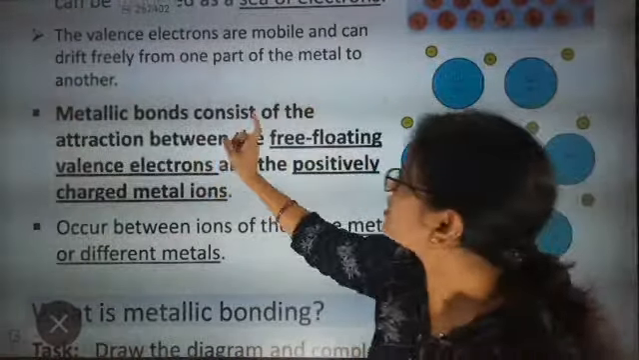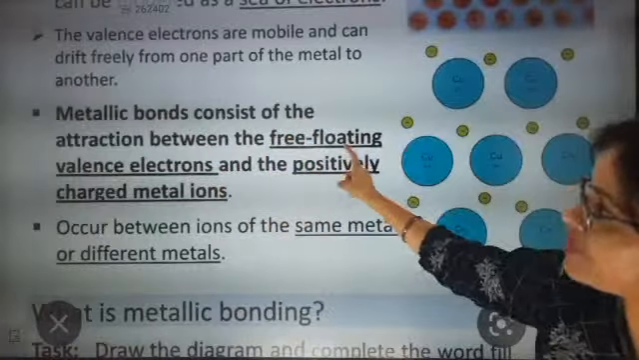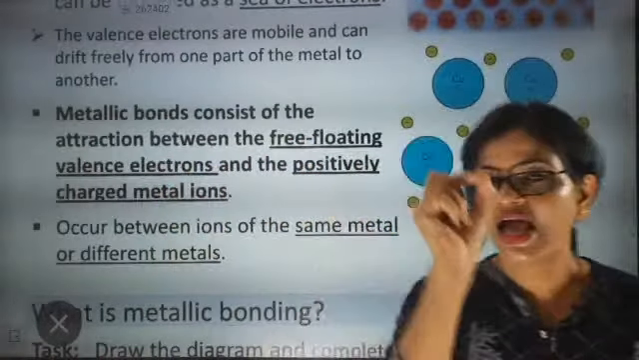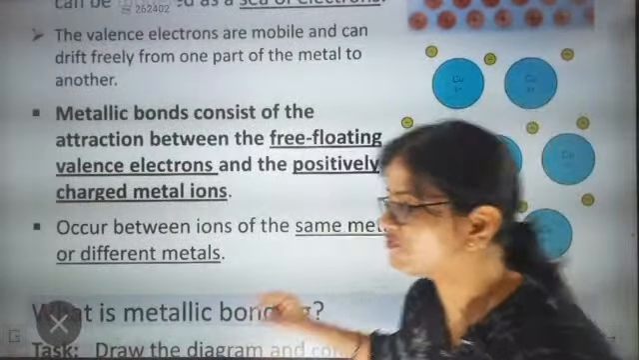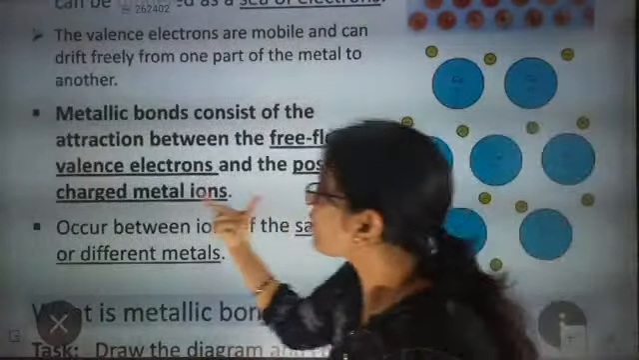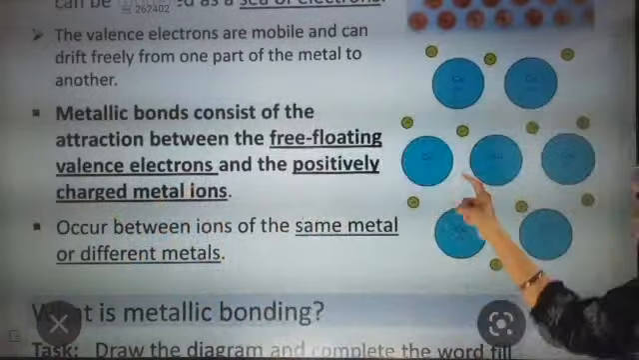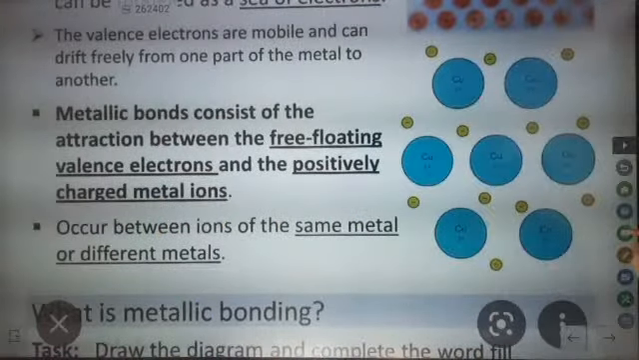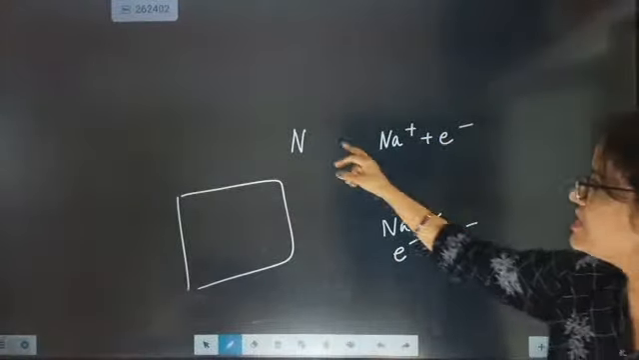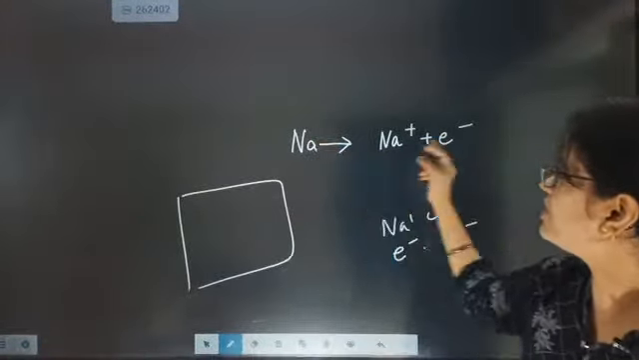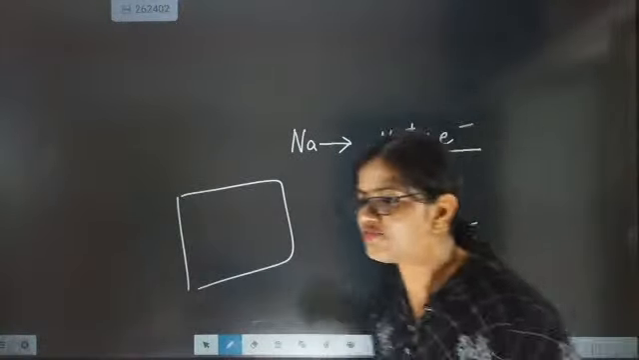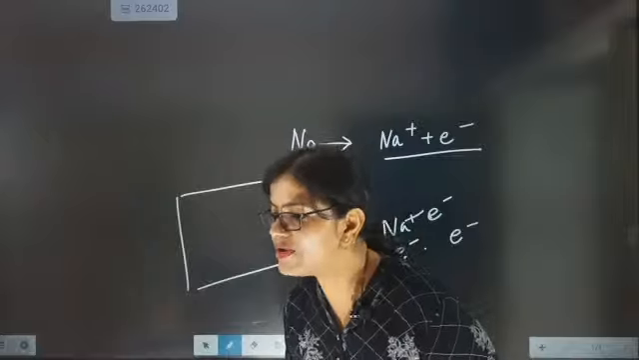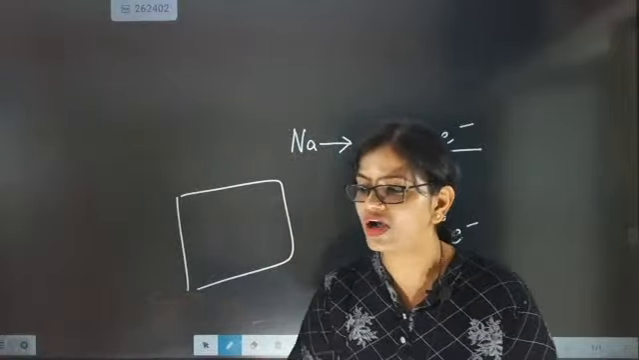Now, metallic bond consists of attraction between the free floating valence electrons. I repeated the most important point: free floating valence electrons with positively charged metal ions. So, copper ion and electron. And this is what I have also shown you: sodium, when releasing one electron, this sodium ion and this electron will be forming a metallic bond. So the bond between ion and electron is called a metallic bond.